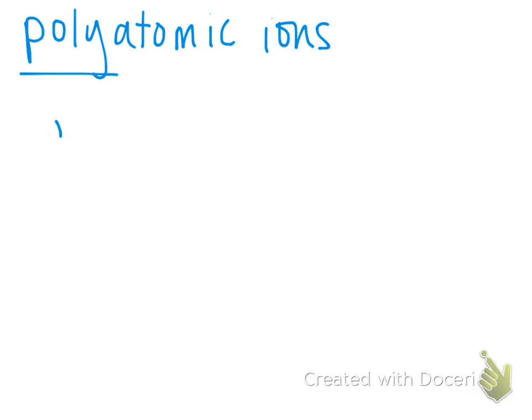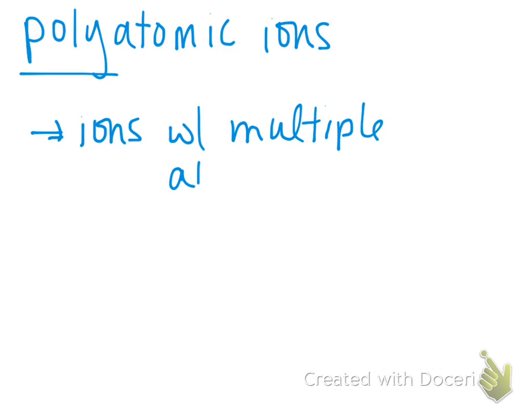Next we have something called polyatomic ions. What do you think polyatomic ions means? Yeah, multiple atoms. Good. So polyatomic ions are ions with multiple atoms. Polyatomic ions have their own name. So we're going to use polyatomic ions and we're going to use monatomic ions to help build compounds.